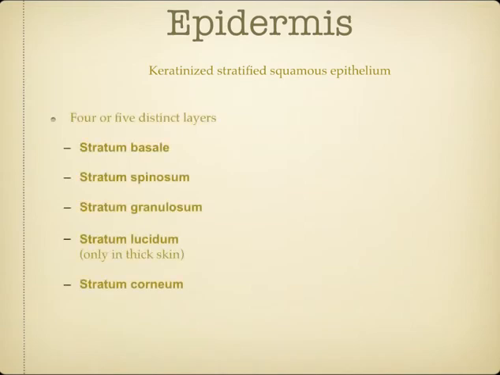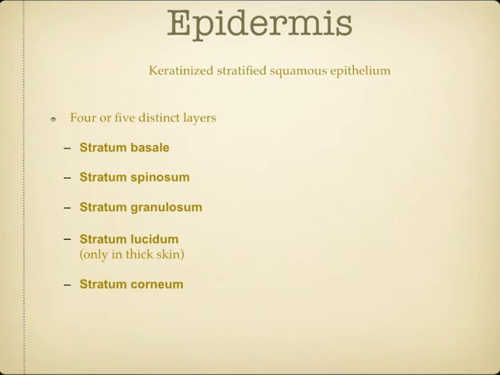We actually have 4 or 5 distinct layers, depending on where we are in the body. In 2 places, the palm of your hand and the sole of your foot, you have thick skin. Everywhere else would be considered thin skin, sometimes called hairy skin. And from the bottom up, the 5 layers of skin would be stratum basale, stratum spinosum, stratum granulosum, stratum lucidum, which we only find in the palm of the hand and sole of the foot, and stratum corneum.